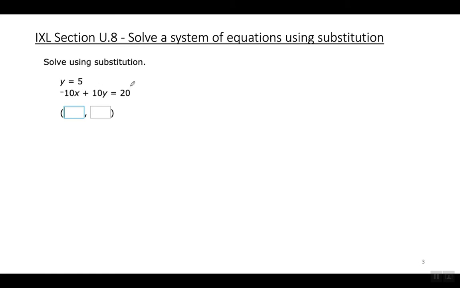All right, let's look at the next example. Same type of thing where I already got y equal to 5. Okay, so first of all, that's the answer that goes right here for the y coordinate. Y equals 5.